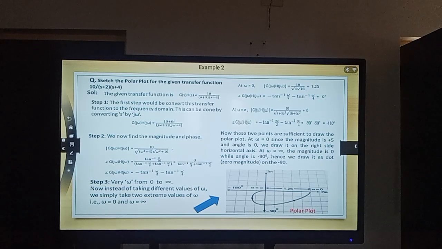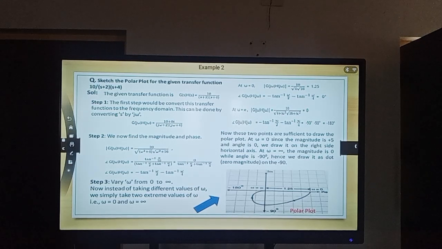When omega is 0, first, what is the magnitude? If you substitute 0 over here, it will become 10 divided by root of 4 into root of 16. Root 4 is 2, root 16 is 4. So if you cancel it, what will it become? 1.25. And for omega 0, what is the angle? Minus tan inverse of omega by 2 minus tan inverse of omega by 4. Tan 0, it will become 0.